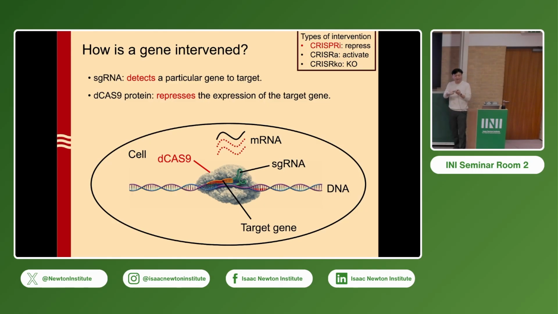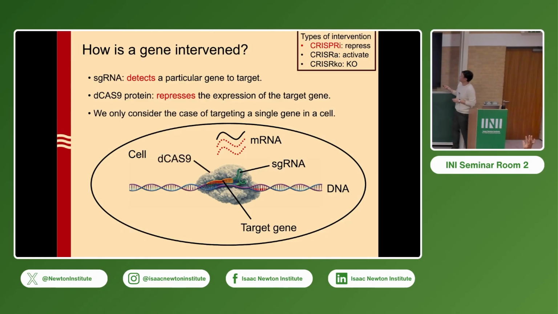You can either repress the expression level or activate it, which means boosting it up, or you can even knock down or knock out. But the motivating data is mainly about CRISPR-I, which means we intervene on one gene, and then the expression level is going to be less than usual. Okay, so this is how the intervention is happening.